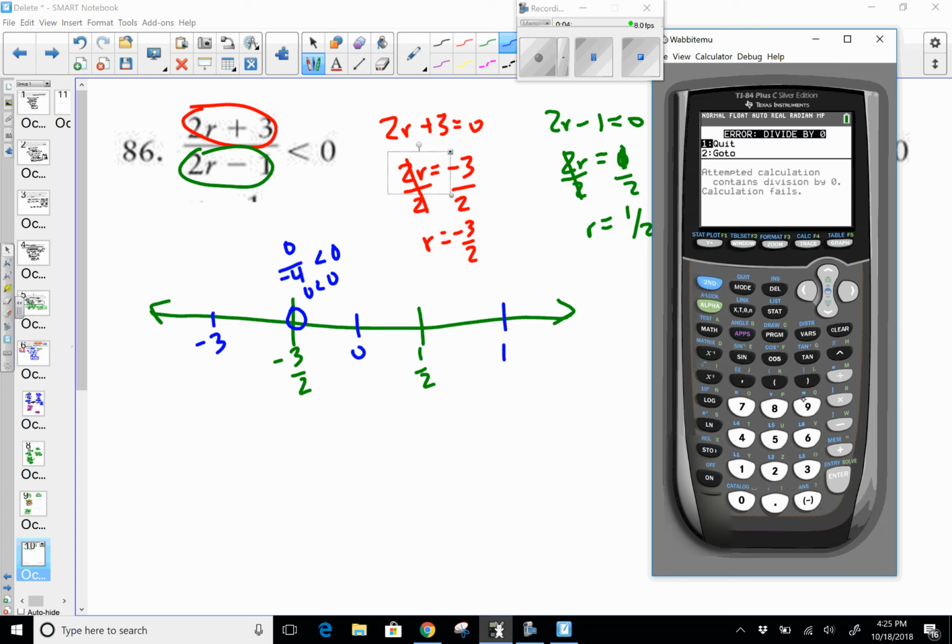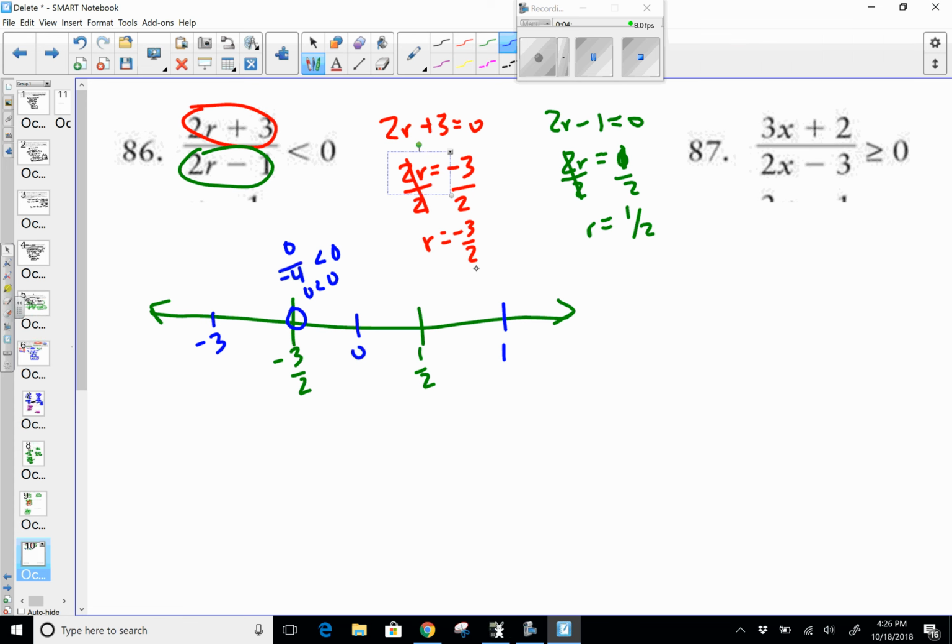So boom, automatically it's saying it's dividing by 0, right? Which makes sense because if I take 1/2 and I plug it in, I'm going to get 0. So over here again, if I plug in 1/2, I'm going to get 0 is less than 0, which doesn't make sense. So it's going to be an open circle.